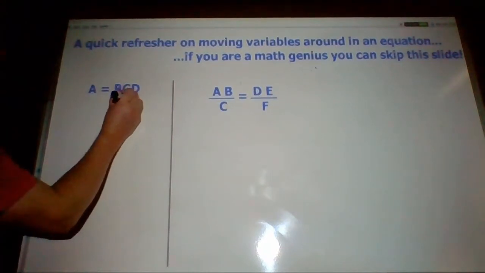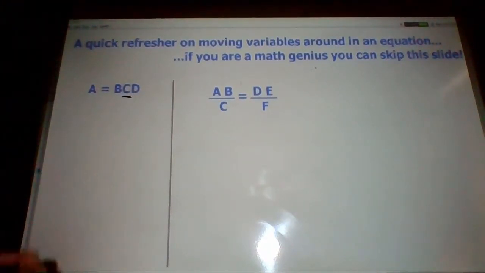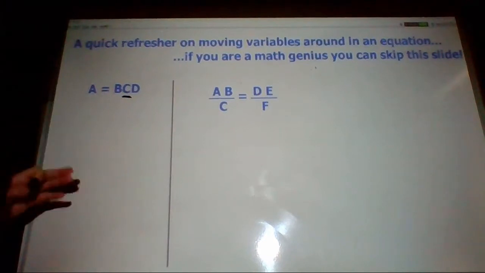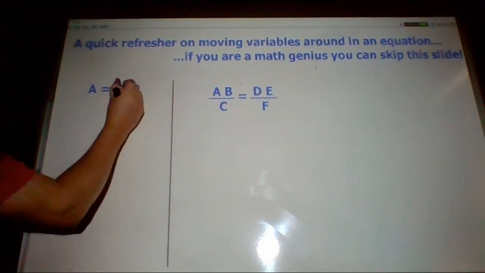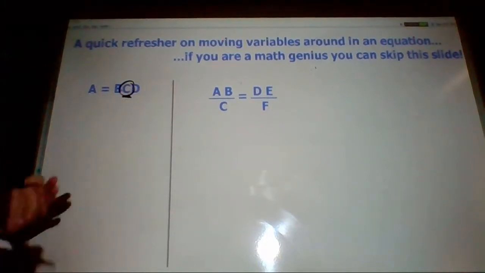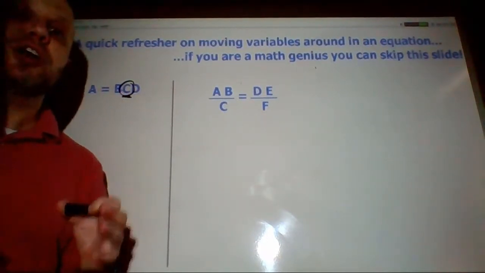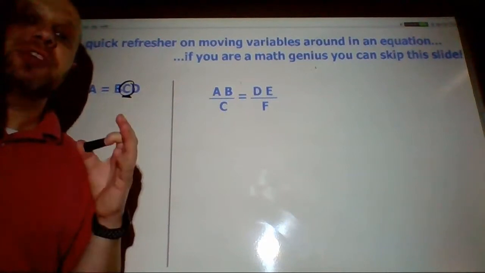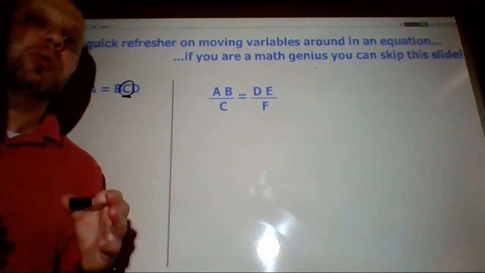Let's take C, for example. If I wanted to solve this equation for C, what I would have to do is get C by itself, meaning I would have to get rid of B and D. I showed this to you earlier in the year. You can move variables diagonally across an equal sign.